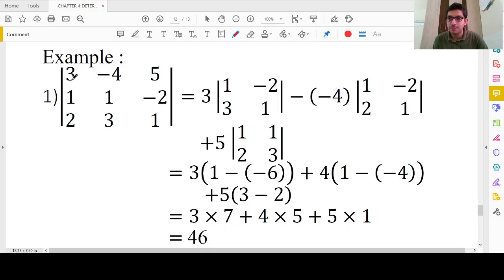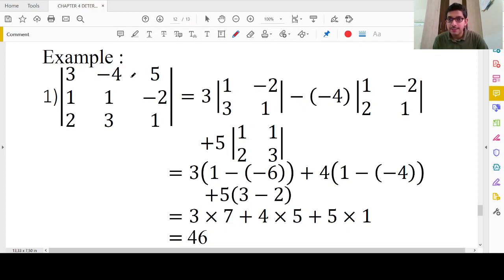So the first element should be multiplied with plus 1. So there is no change in the element. It is multiplied with plus 1. So the first element is 3. Then delete the row and column in which 3 lies. That is, first row and first column are deleted. Then you will get a 2 by 2 determinant, that is written here: 1, minus 2, 3, 1.